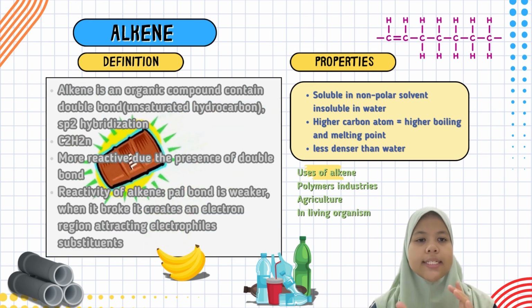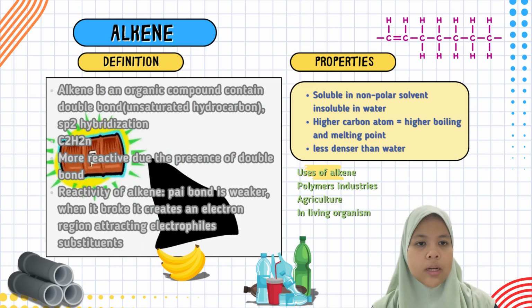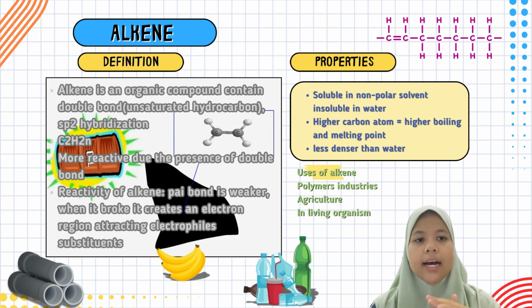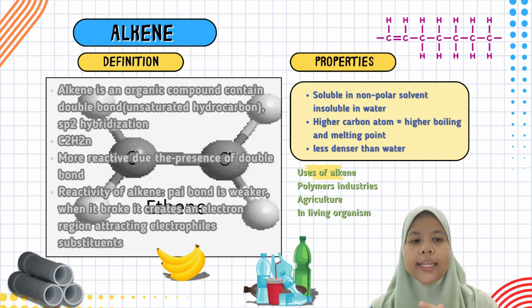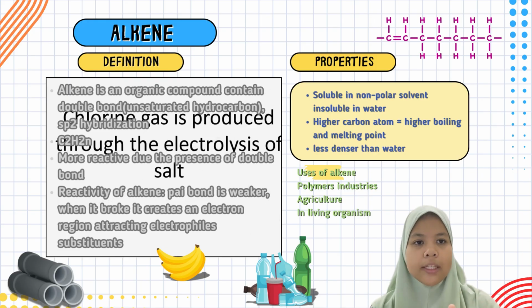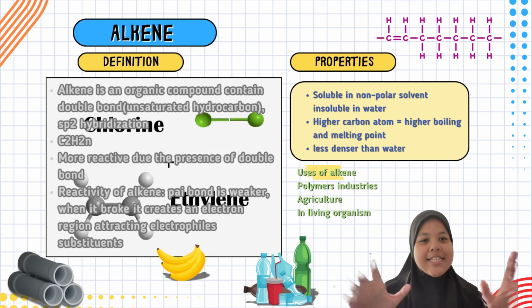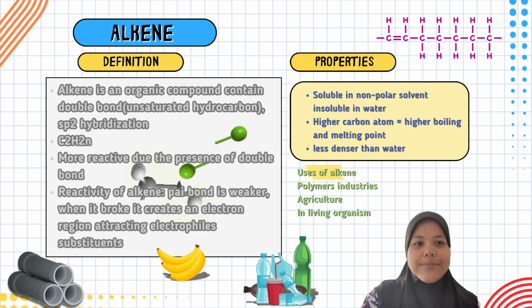Alkene properties: it is insoluble in water but soluble in organic solvents. If an alkene has more carbon atoms, it leads to a higher melting point and higher boiling point. And also, alkene is less dense than water. So let's see what alkene is used for.